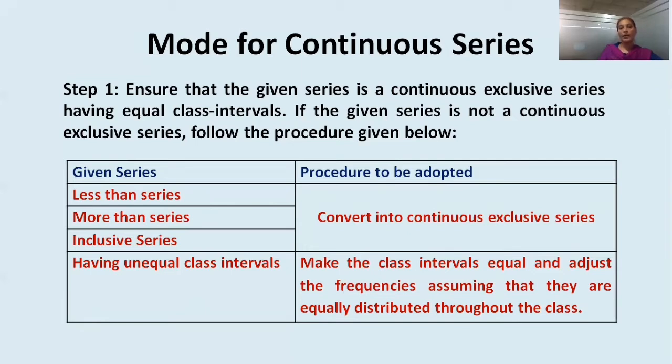But if we have the series in these three forms, that is less than, more than or inclusive, then we can convert these series into the exclusive form and then find the mode. The next case is when we have unequal class intervals. In that case we need to make them equal by adjusting the frequencies, and while adjusting we assume that they are equally distributed throughout the classes. This is the condition to get the mode for the continuous series.